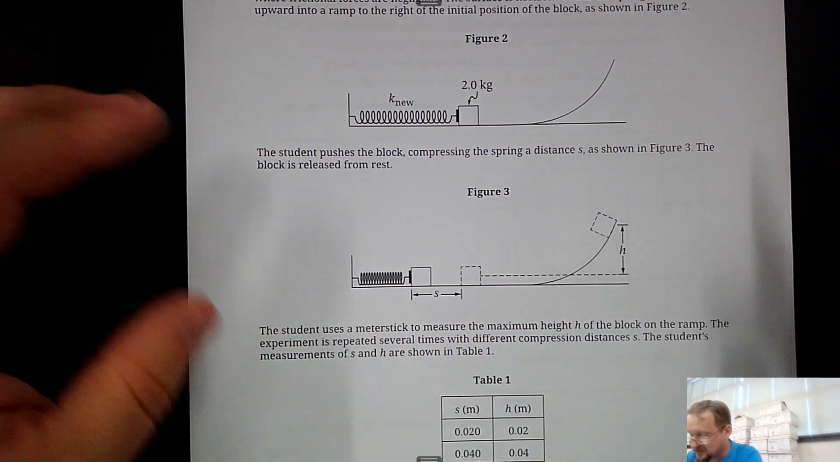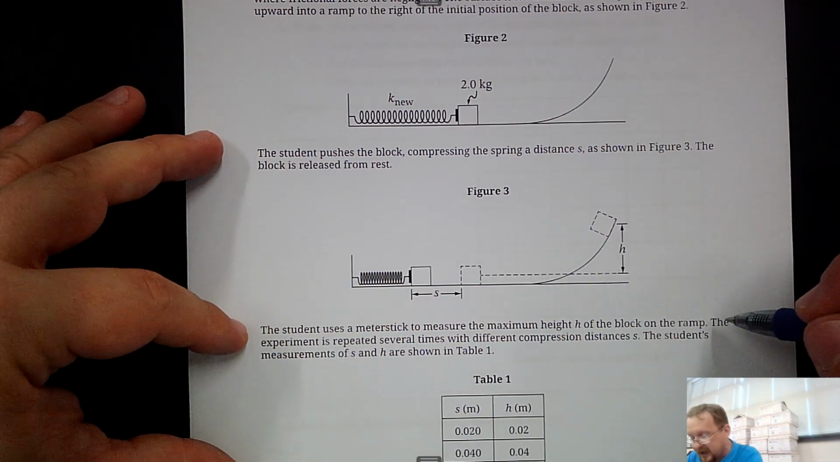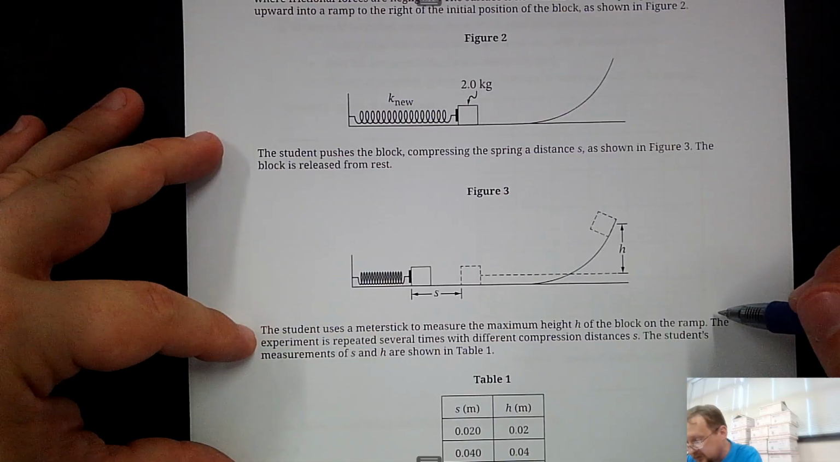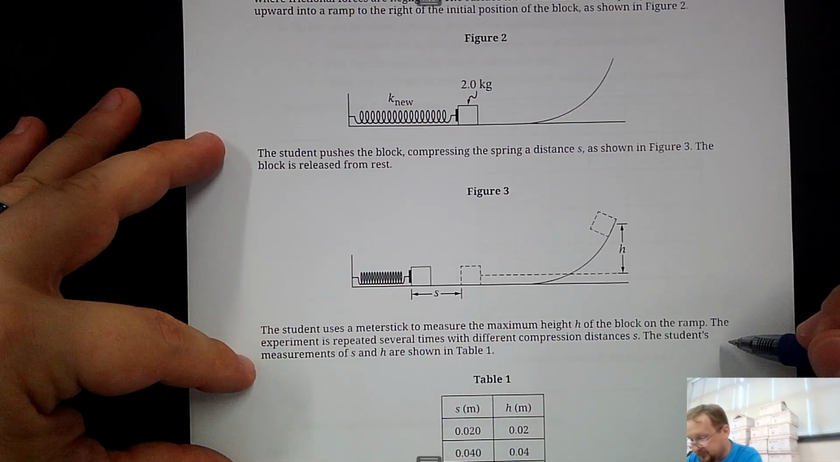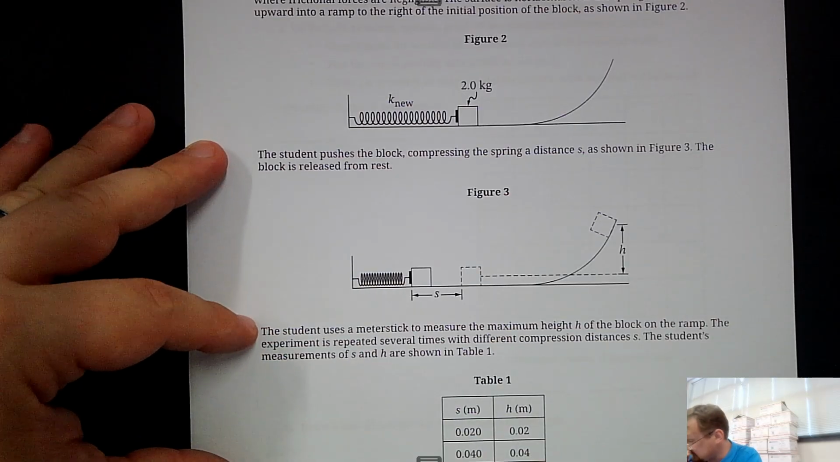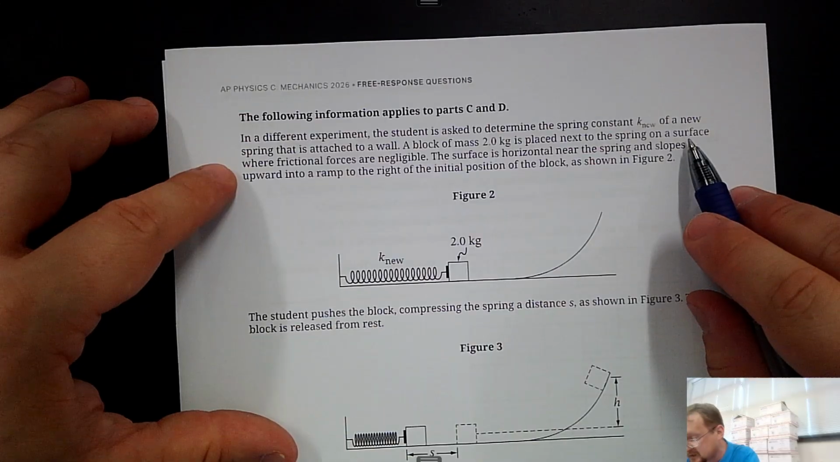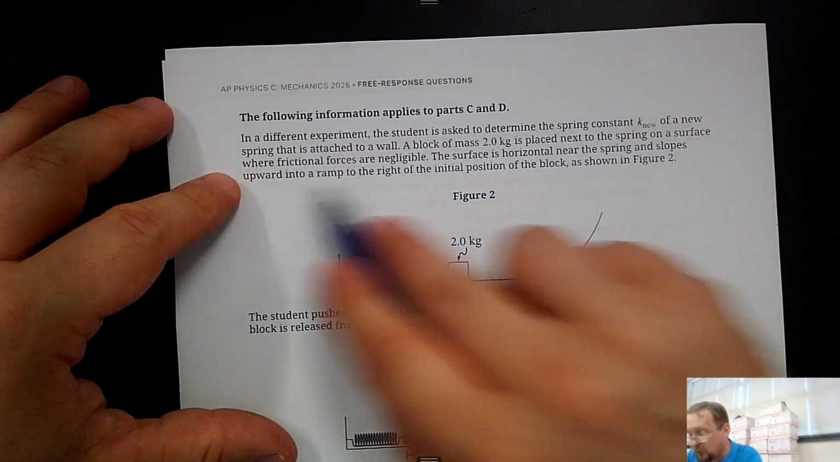You just gave them the answers to A and B. Okay. The student uses a meter stick to measure the maximum height h. The student's measurements of s and h are shown. It does say it's completely frictionless, doesn't it? It does say there's no frictional force.